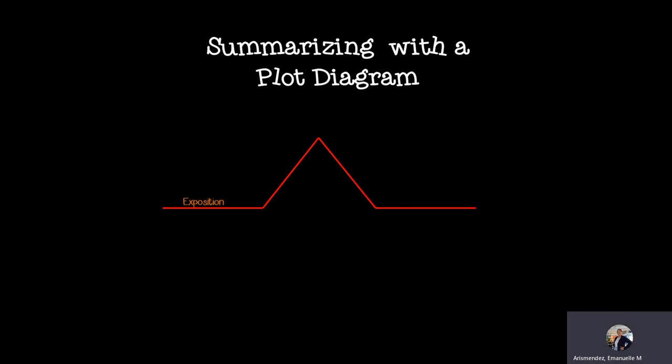The first element of a plot diagram is an exposition. Next is the rising action. Then the climax, the falling action, and the resolution. So what do all of these things actually mean? Do you remember? If not, I'm going to refresh your memory a little bit.